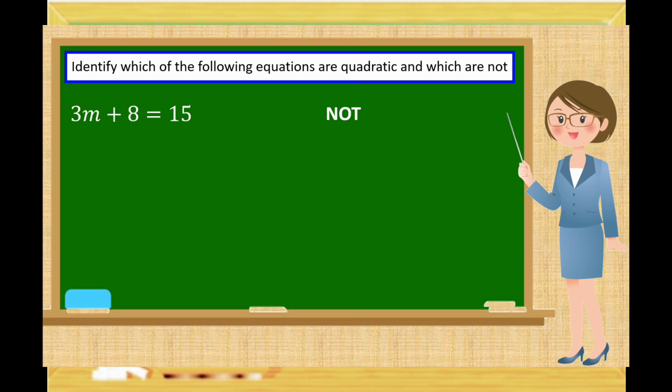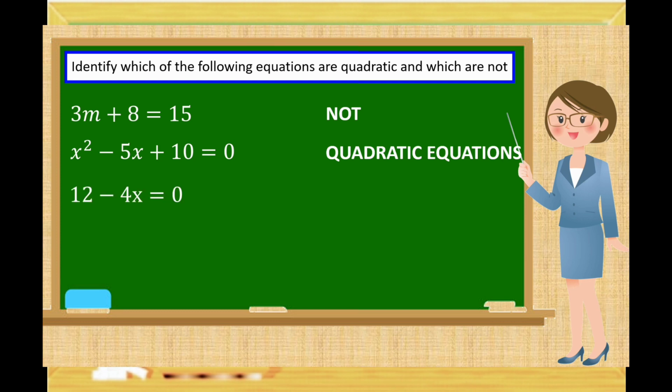Next, number 2. x squared minus 5x plus 10 equals 0. Is it a quadratic equation or not? As you can see, ang pinakamataas na exponent o degree ay 2 at ang symbol na ginamit ay equal, therefore, this is a quadratic equation. Next, number 3. 12 minus 4x equals 0. Is it a quadratic equation or not? Not. Why? Because the highest exponent or the degree of the variable is 1.